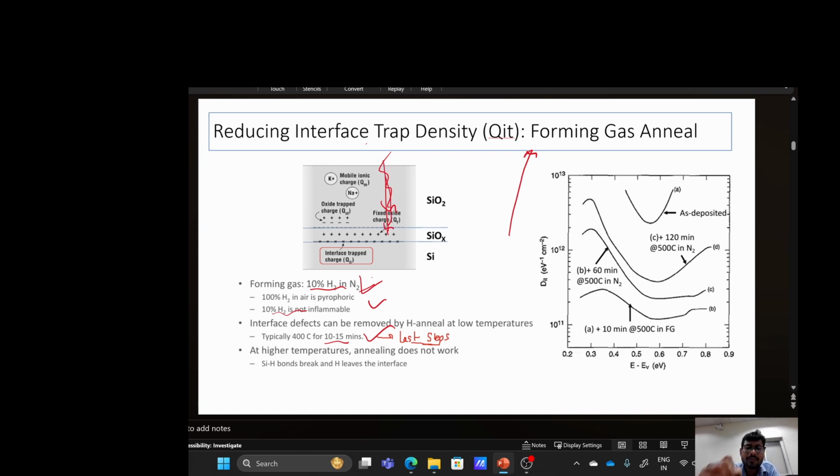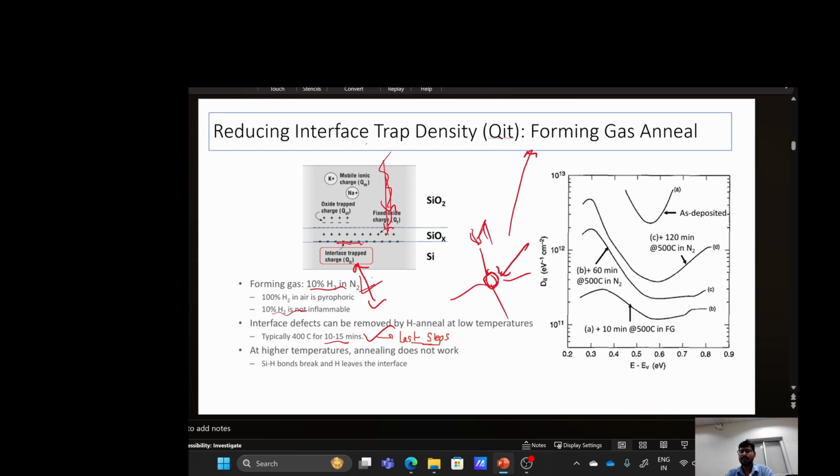So as it diffuses inside through the SiO2, at the interface it comes in contact with the Si which is unsatisfied. Silicon makes four bonds, and if there is one unsatisfied bond, the hydrogen will go there and form a Si-H bond, so it will compensate it. It will satisfy the valency of silicon, which will reduce these interface trap charges.